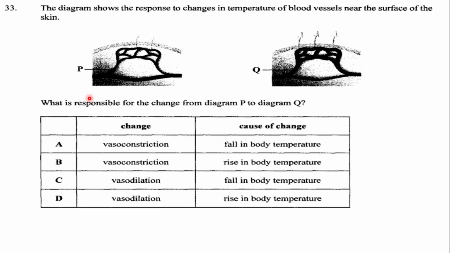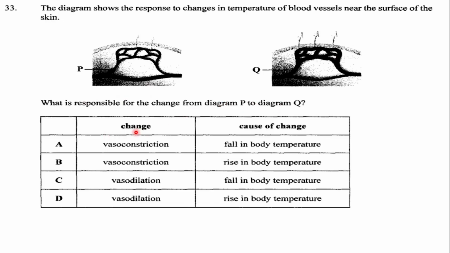Let's move on to question number 33, and it says the diagram shows the response to changes in temperature of blood vessels near the surface of the skin. What is responsible for the change from diagram P to diagram Q? So here we have diagram P and here we have diagram Q, and they're asking us what is responsible for the change from diagram P to diagram Q.